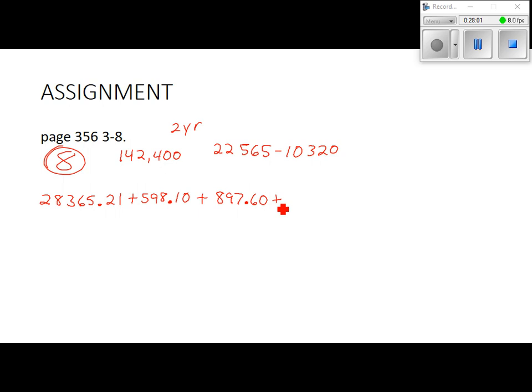Battery was $85.95, and maintenance was $1,256.54. His insurance cost was $2,884.26. Registration was $159.65. And loan interest was $658.93. What was the cost per mile for him to operate his van? Alright, so we got all the information up here.